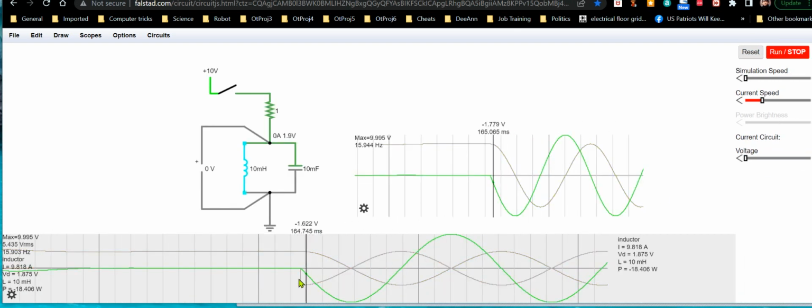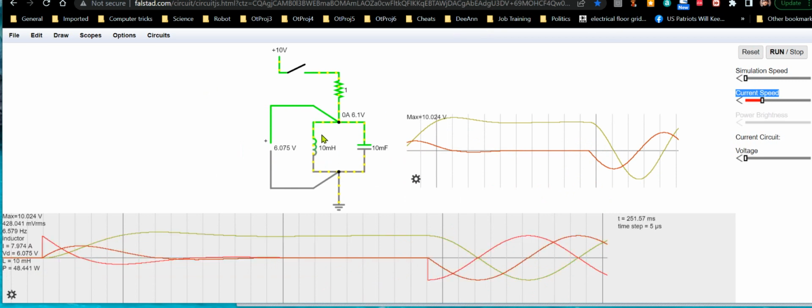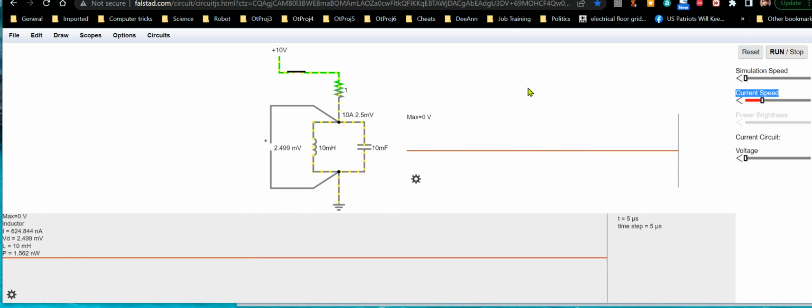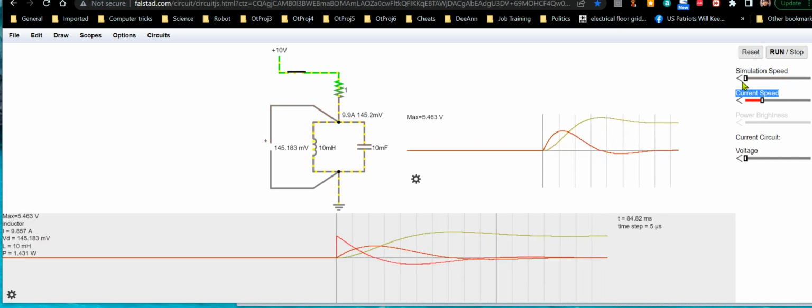So when I actually open the switch, what happens is the inductor had 10 amps flowing through it that whole time, kind of like you see over here. Let me reset this so you can see what's going on. The inductor has current flowing through it, by this point about 10 amps. You can see what the little dots are.